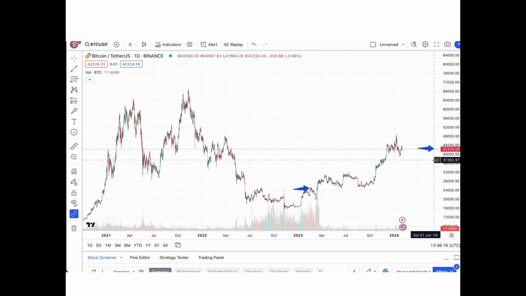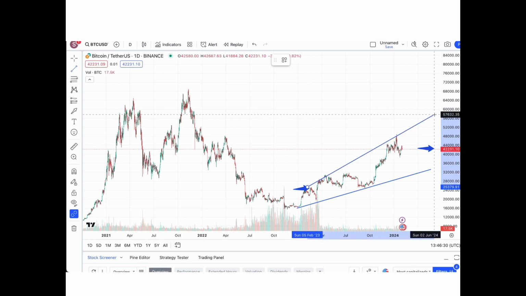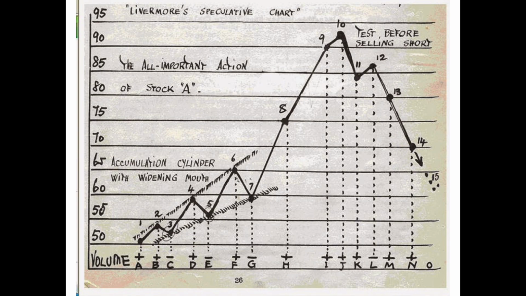Apart from those mentioned in the February 2023 videos, what are the other clues that told us that Bitcoin had already bottomed out at $15,000? Now check out this pattern that formed recently. This pattern is called the Livermore Accumulation Cylinder. This pattern was created and popularized by Jesse Livermore.